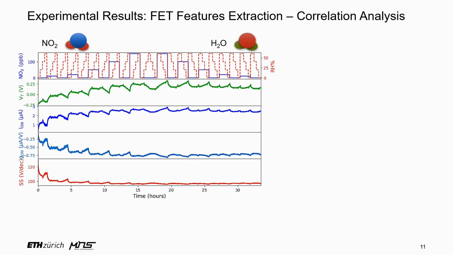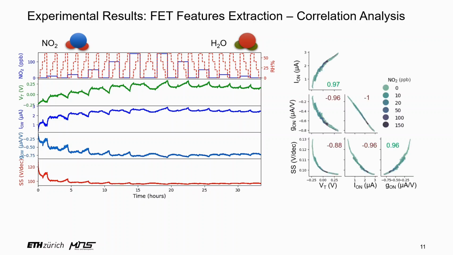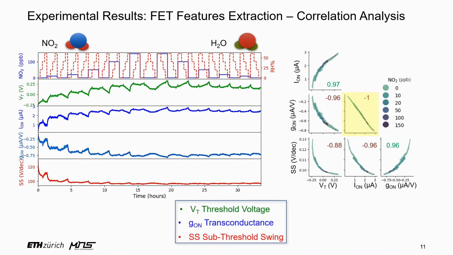And first of all, we conducted a correlation analysis. And you can see here in this graph that all the features are strongly correlated to each other, and in particular, the transconductance is linearly dependent on the current in the on state. This is why in the next analysis, we will only consider three features: the threshold voltage, the transconductance, and the subthreshold swing, because we believe that the on-state current will not bring additional information.